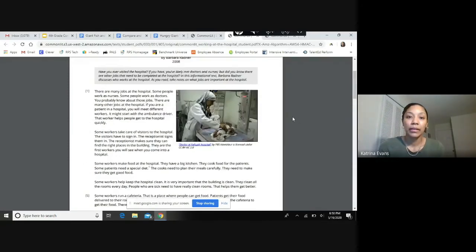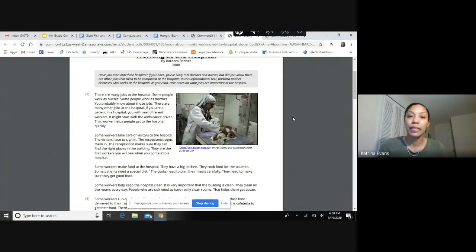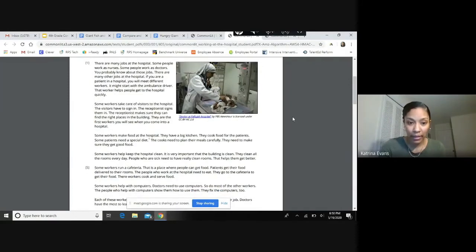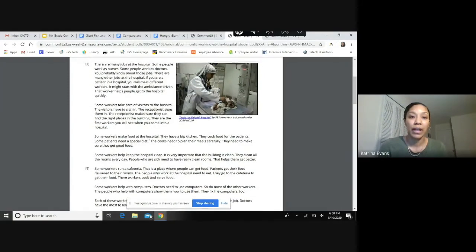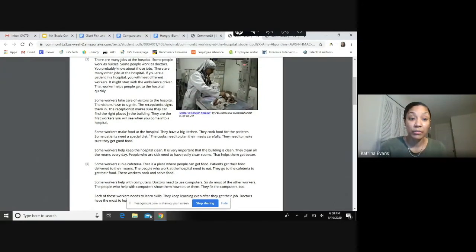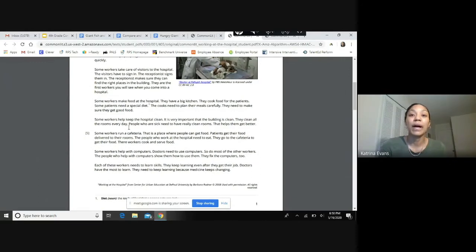So in this story, working at the hospital, we learned about other jobs and other roles that people play to make sure that patients get well. We know about doctors and nurses, but they mention other workers, such as the ambulance driver in paragraph 1. They mention the receptionist who works in the front of the hospital. They mention people who make the food and prepare special meals for people who have dietary restrictions. We learned about people that help keep the hospital clean.